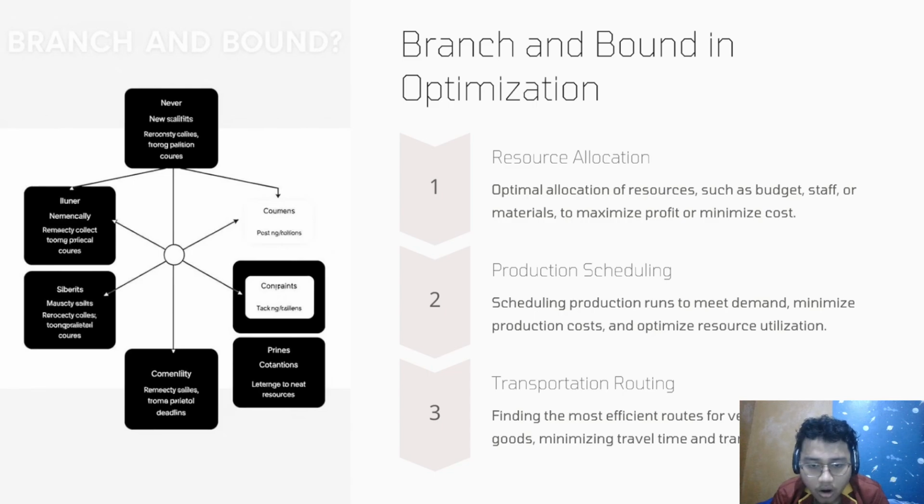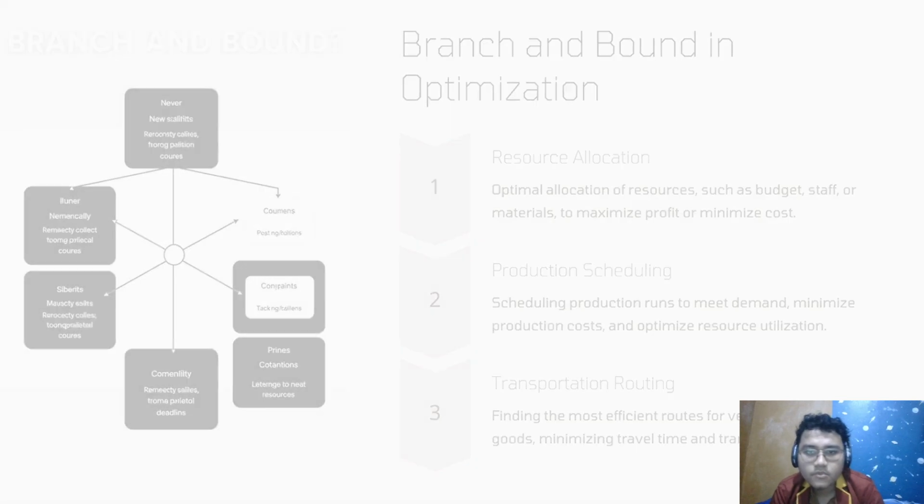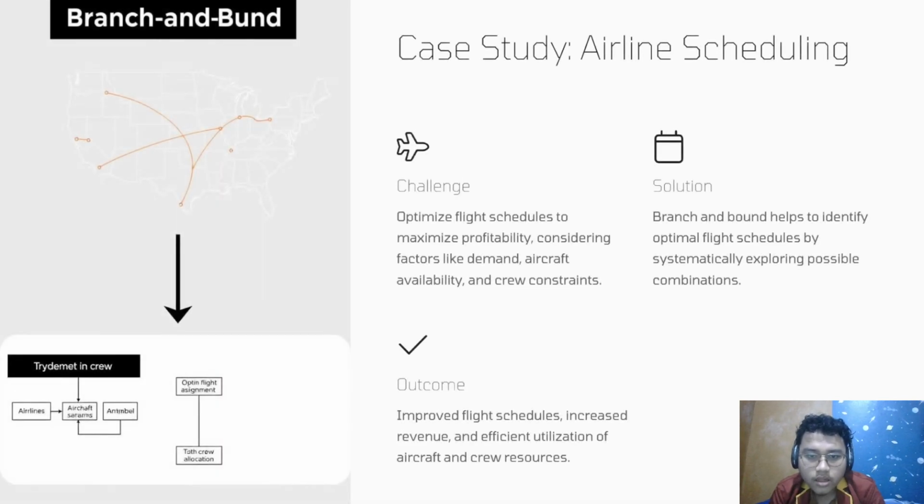These examples show how branch and bound is used in everyday industries to solve critical problems. And then the next slide is a case study: airline scheduling. To illustrate the power of branch and bound, let's look at a real-world case study in the airline industry. The challenge is that airlines need to optimize flight schedules to maximize profitability. They must consider customer demand, aircraft availability, and crew constraints. The solution is by using branch and bound.